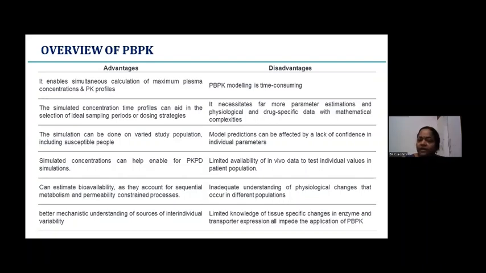This is an advantage. When we talk about any model, we come across both advantages and disadvantages. Like any other model, this also has many advantages as well as certain disadvantages. So this enables simultaneous calculation of maximum plasma concentration and PK profile. It supports giving varied simulations, can be applied for varied study populations, and the simulated concentration can enable PKPD simulations with good bioavailability. We can estimate the bioavailability with inter-individual variability as well.